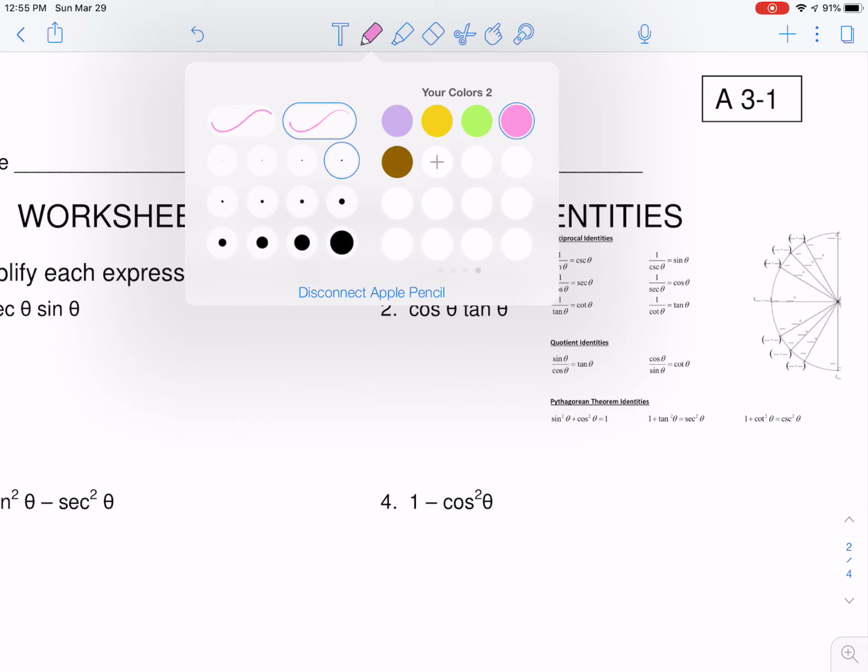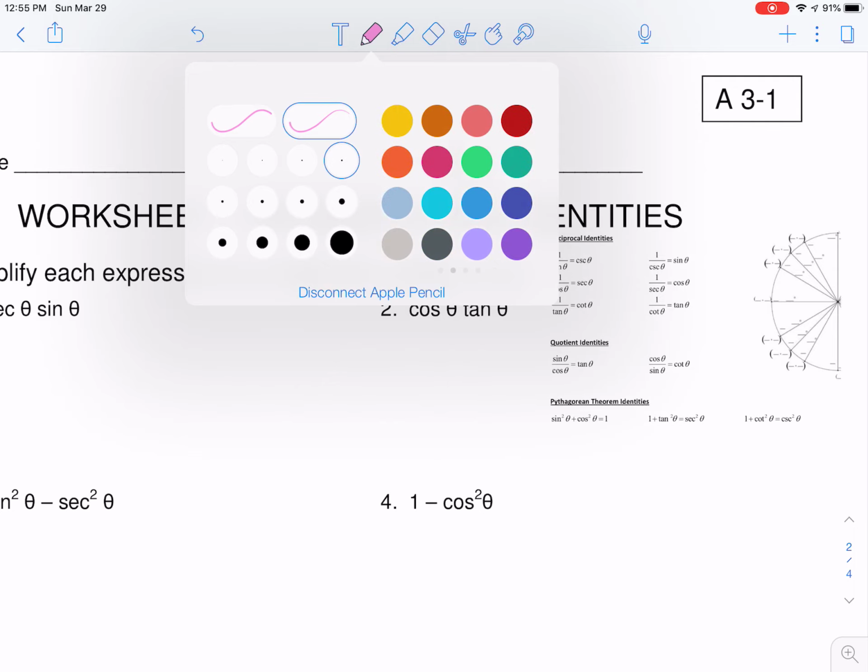Let's pick a fun color. What color should we pick? I don't like my options here. Oh, here we go. Let's do turquoise.